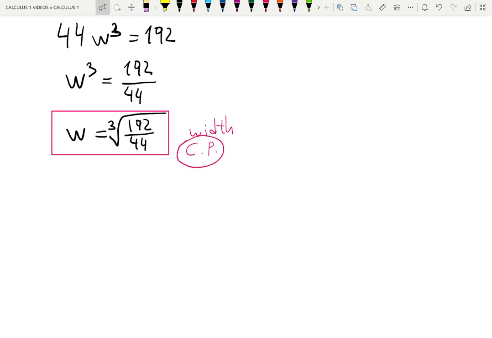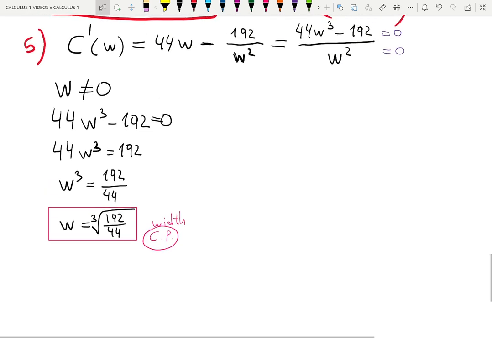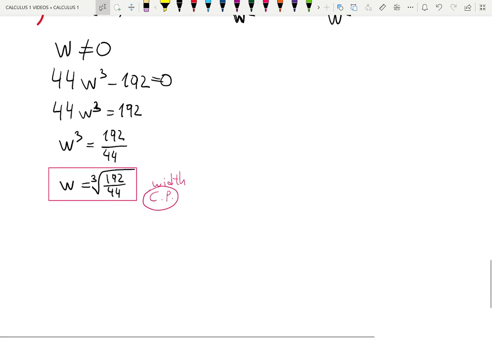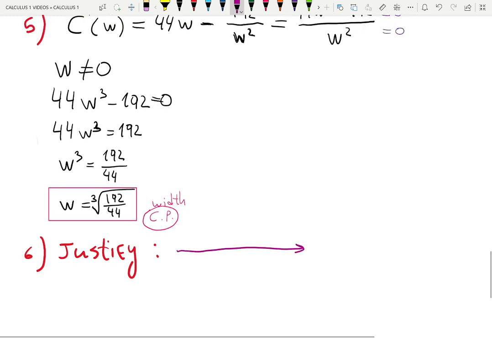And we will have, let's see, the critical point. We kind of need to make sure that it is indeed the solution. You can choose what to do. I would not do the second derivative test. I would do the first derivative test. So justify, that will be our step 6. Justify that this width indeed gives us the global minimum for function C.